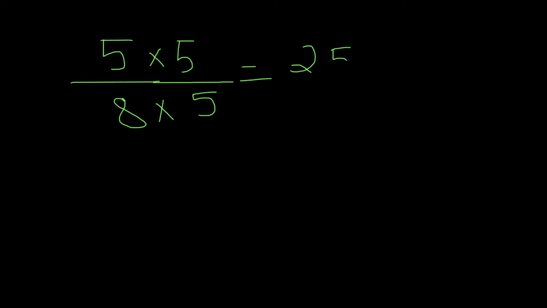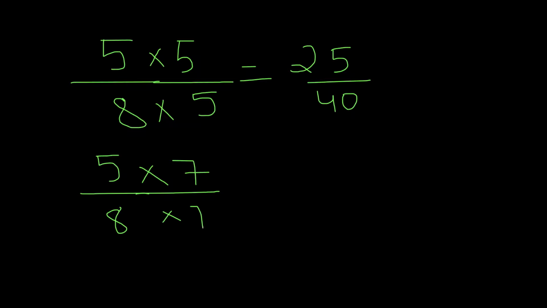Suppose you have 5 upon 8, and I ask you to write 3 equivalent fractions for 5 upon 8. Simply multiply 5 and 8 with the same number. You multiply 5 with 5 and 8 also with 5, so this will be 25 upon 40. One more equivalent fraction for 5 upon 8: just multiply this with 7 and 8 also with 7. So this will be 35 upon 56.